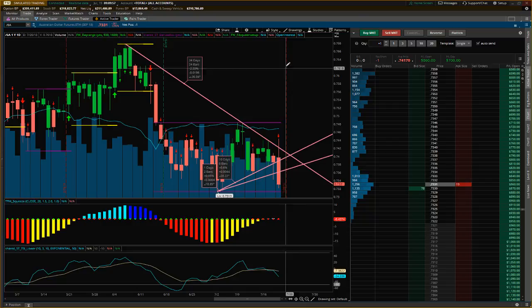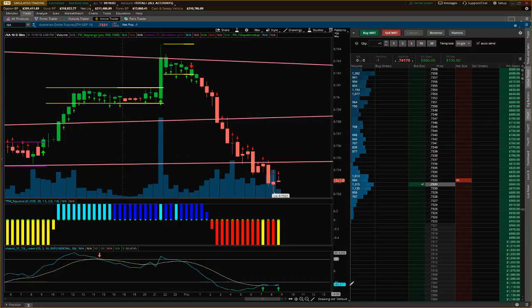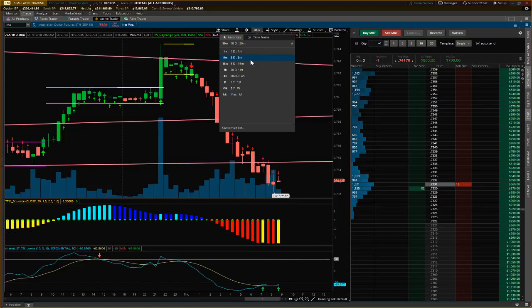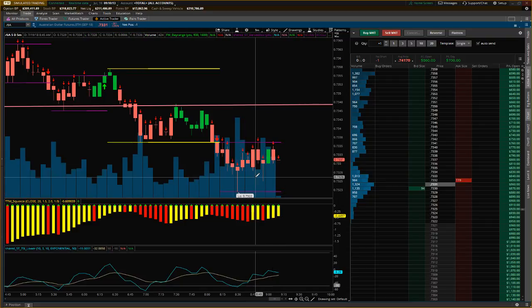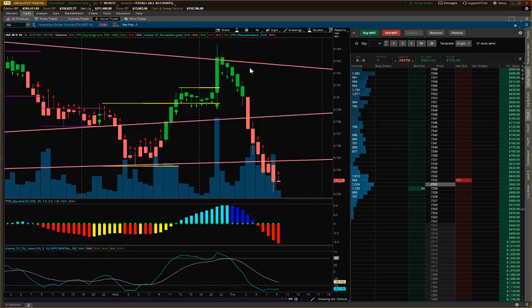Or you could wait. You could go down and look at the 30-minute. You can go all the way down and see what's going on. There's a low right here. It looks like things maybe are basing here. Look at the 5-minute. 5 minutes is too short. It's just chopping. Maybe you can look at the 1 hour. Things look negative. See, that's the thing.